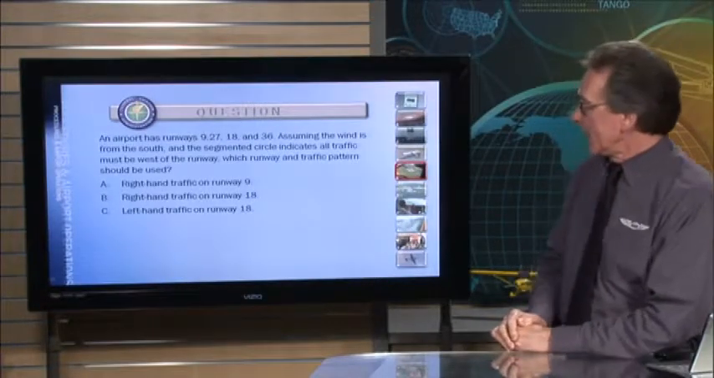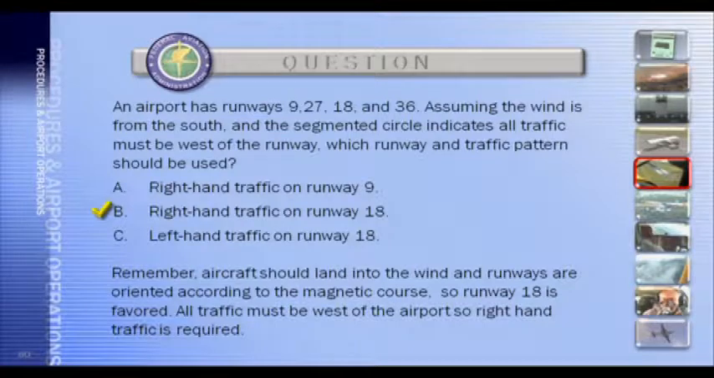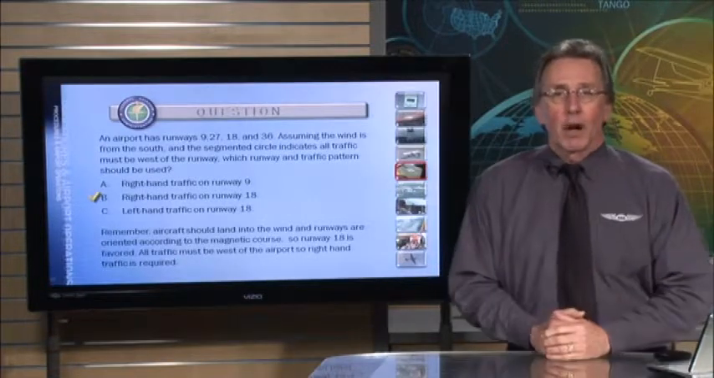All right, got your answer? Let's tackle it. An airport has runways 9, 27, 18, and 36. Assuming the wind is from the south and the segmented circle indicates all traffic must be west of the runway, which runway and traffic pattern should be used? The answer is B, right-hand traffic on runway 18. Now, here's a reminder, aircraft should land into the wind, and runways are oriented according to the magnetic course, so runway 18 is favored. All traffic must be west of the airport, so right-hand traffic is required.